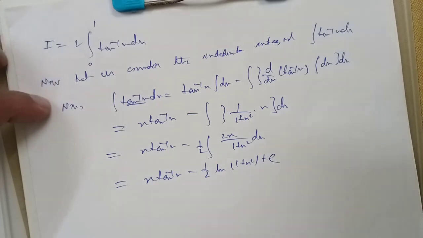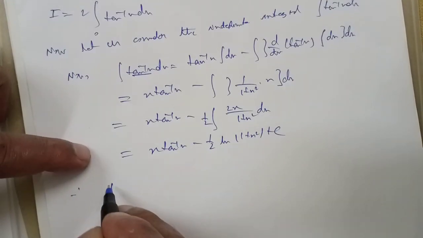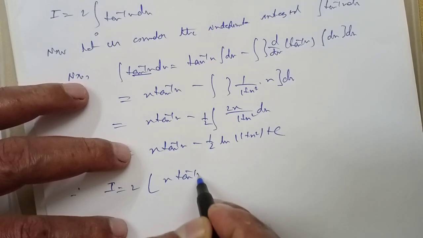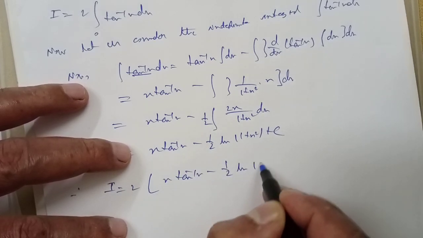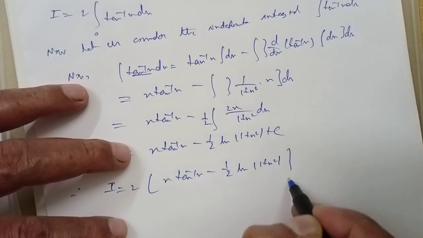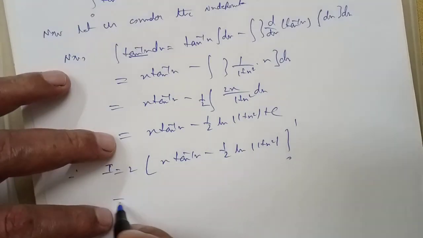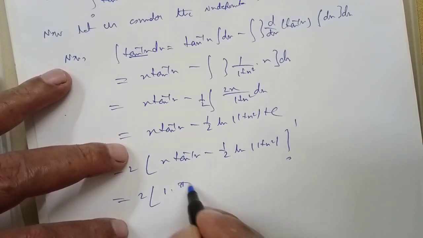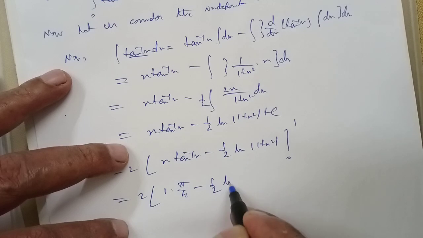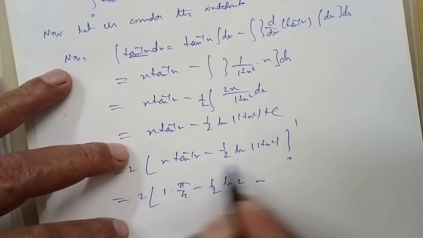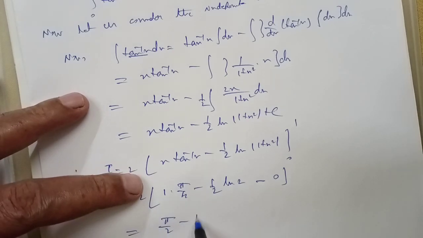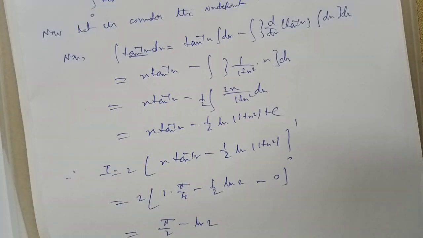Therefore your I will be twice x tan inverse x minus half ln of |1 plus x square|, limits are 0 to 1. Put 1 first. So 1 times tan inverse 1, that is pi by 4, minus half ln of 2. If you put 0 here, you get 0. So finally you get the answer pi by 2 minus ln 2. This is your answer, pi by 2 minus ln 2. Okay.